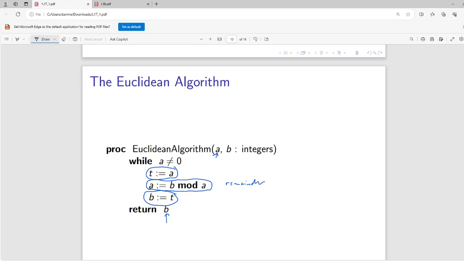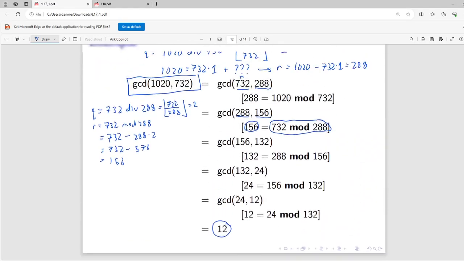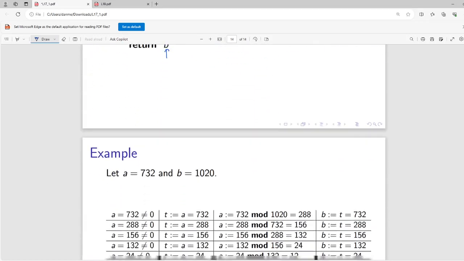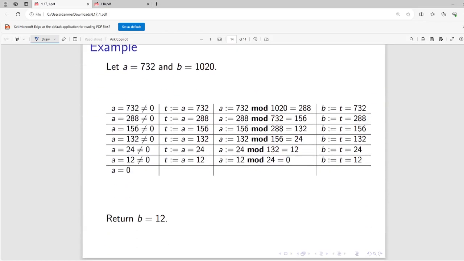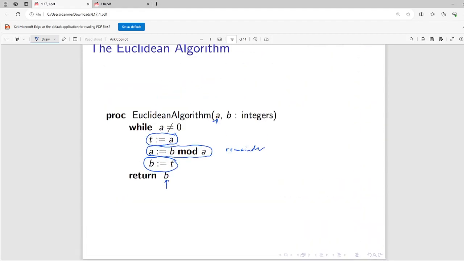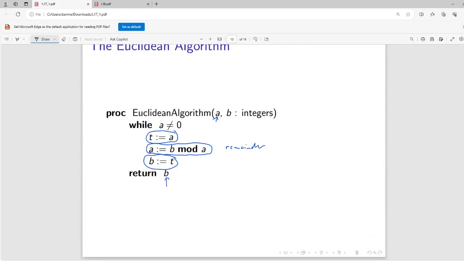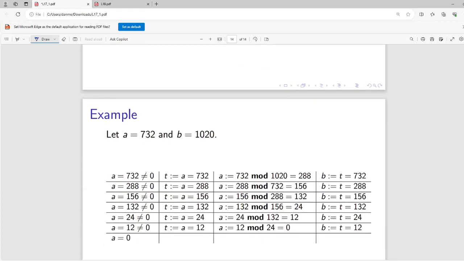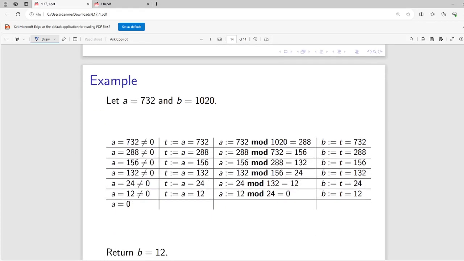Okay? So let's try it with the same example that we had over here, 1020 and 732. Right? So here I have a equal to 732, b is equal to 1020. Starting off, a is 732, which is definitely not 0. So this condition is satisfied right here: a is not equal to 0. So I'm going to store into t the value of a, so t is equal to 732. Okay? And then I'm going to replace a with the remainder after dividing 1020 by 732.